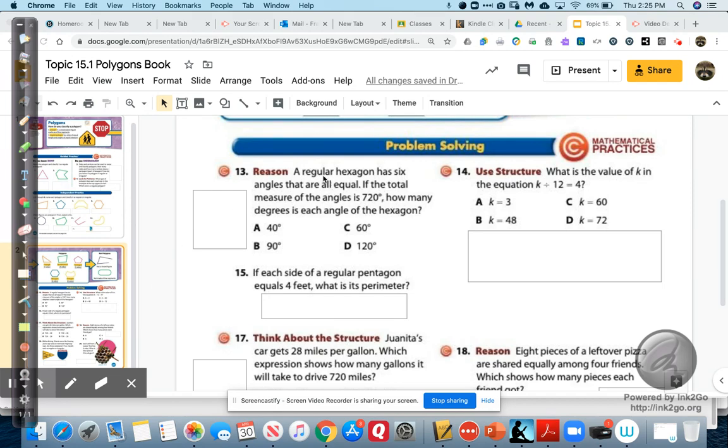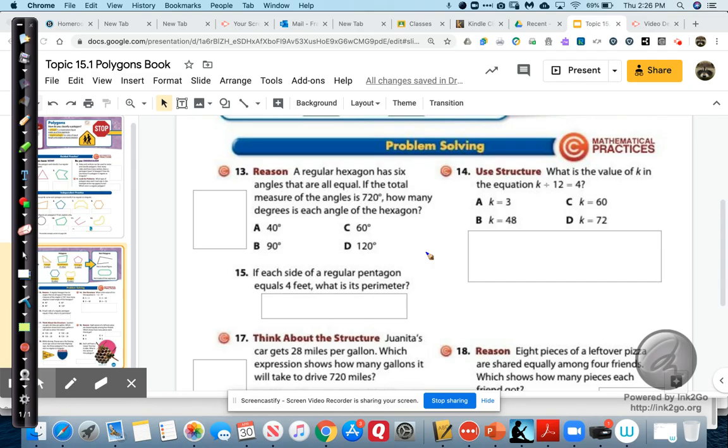So this question says a regular hexagon has 6 angles that are all equal. If the total measure of the angles is 720 degrees, how many degrees is each angle of the hexagon? So if we know that the total is 720, and we want to find out how much each angle measures, if there's 6, we need to divide 720 divided by 6. So let's go ahead and do that.